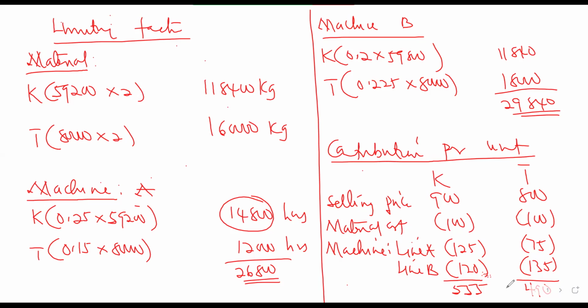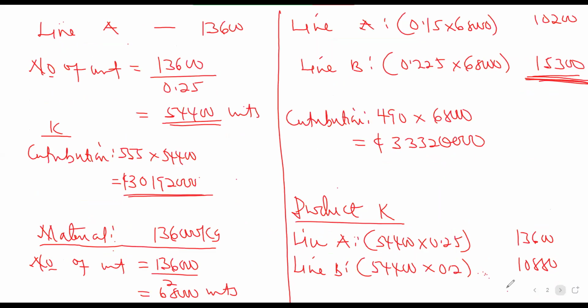Yes, product T, yes. Okay. Because for product T, the limiting factors are two: material and machine B. So the material is the first one, and the second one was machine B. Okay. So if we are coming here, what are we going to be producing here?